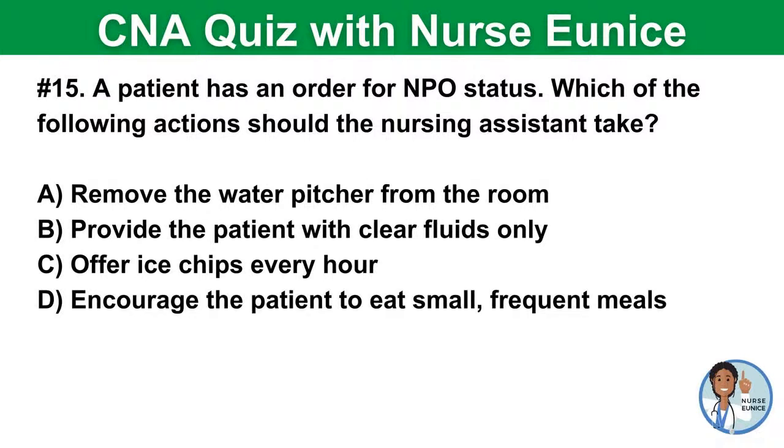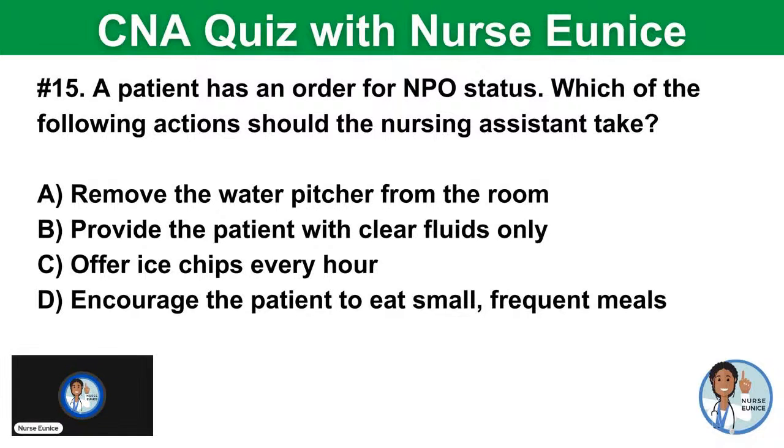Number 15, a patient has an order for an NPO status. Which of the following actions should the nursing assistant take? Do you want to remove the water pitcher from the room? Do you want to provide the patient with clear fluids only? Offer ice chips every hour? Or encourage the patient to eat small, frequent meals? A patient has an order for an NPO status.